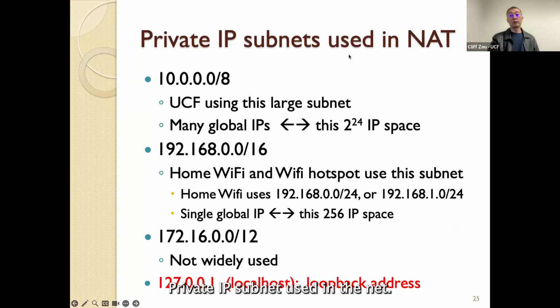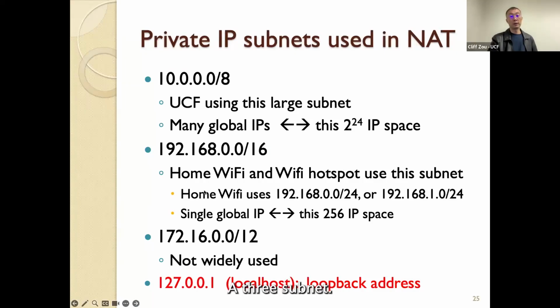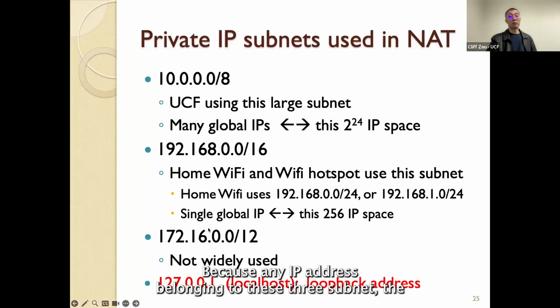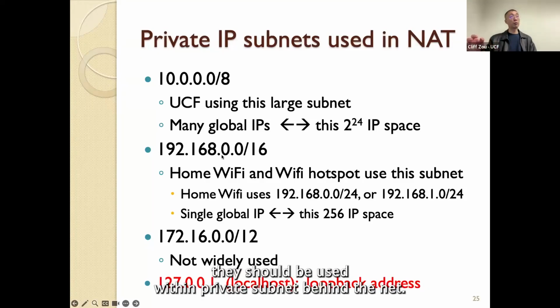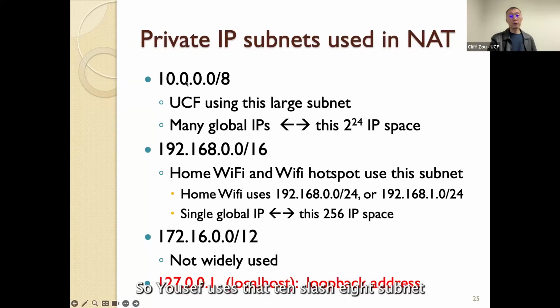Private IP subnets used in NAT: the internet organization defines these three subnets as the private subnets. A private subnet just means that on the global internet, you will not be able to see any IP address belonging to these three subnets. Any IP address belonging to these three subnets should be used within a private subnet behind the NAT. They should never appear on the global internet. So UCF uses the 10/8 subnet.